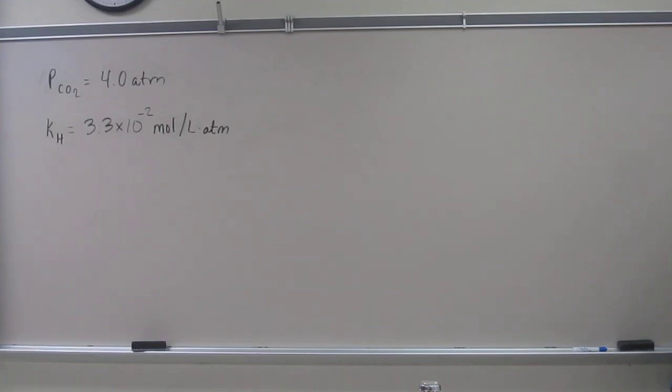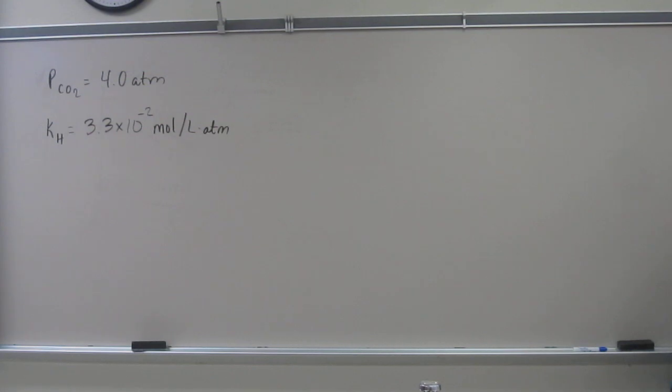Okay, so let's try this problem. It's a Henry's Law problem. It says, the partial pressure of carbon dioxide gas inside a bottle of soda is 4.0 atm at 25 degrees Celsius. What is the solubility of carbon dioxide if the Henry's Law constant for carbon dioxide in water is 3.3 times 10 to the negative 2 moles per liter atm at 25 degrees Celsius?